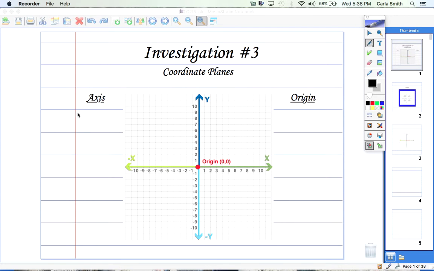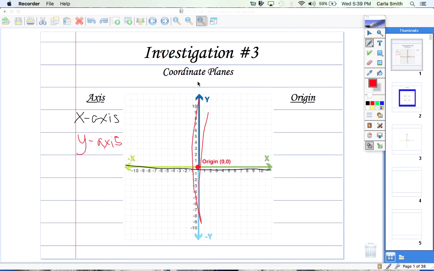So first we have the x-axis, and that one is our left and right axis. We also have a y-axis, and that axis is going to be our up and down one.